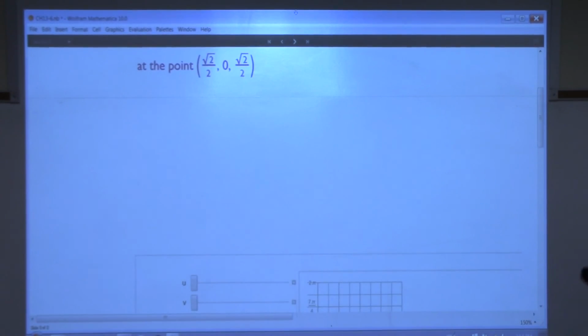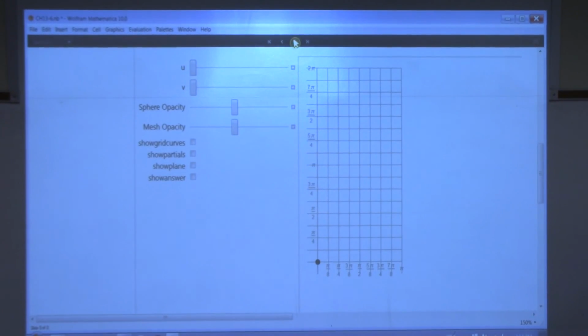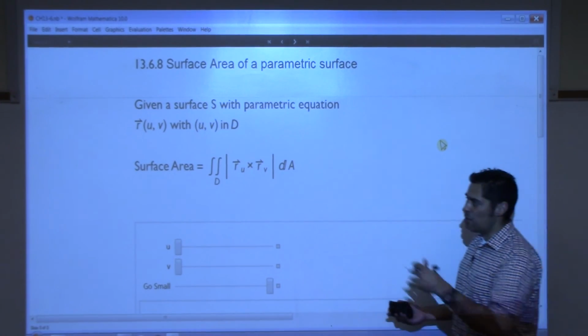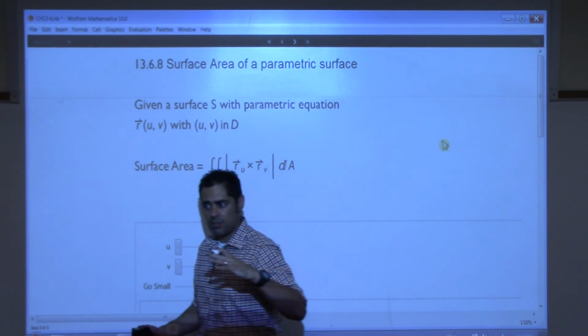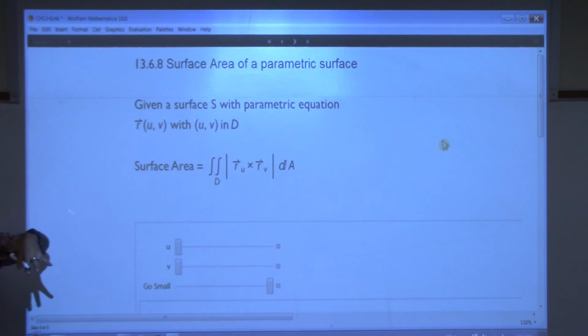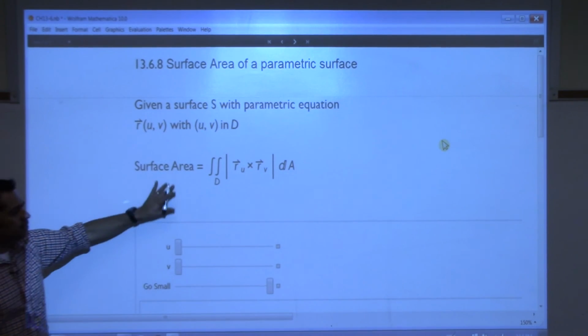Now, I think we're going to extend on this idea now a little bit more. We're going to talk now about surface area. We've been able to draw surfaces, right? Using this R of uv, we can draw a surface in three-dimensional space. We know that we can pick a point on it and we can find a tangent plane. But what if you want to know the area of a surface? Is there a way to do this? And we can, and here's the formula.